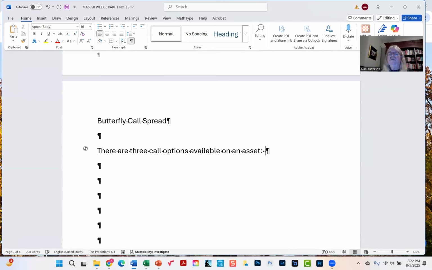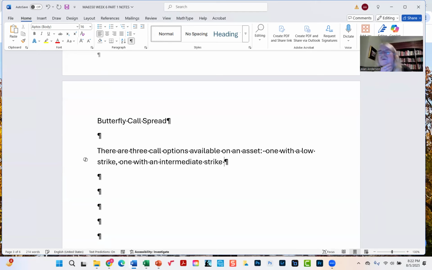All right, so here what is happening is this. We have to visualize not two, but three strikes or options. So let's say there are three call options available on an asset. In the slides, they're talking about IBM stock. We'll just call them one with a low strike, one with an intermediate strike, and a high strike. Now, in practice, if these are written on stocks, there's probably going to be dozens of strikes available, so it's not too much of a stretch to assume that there's three available to us. So we'll call them low, intermediate, and high.